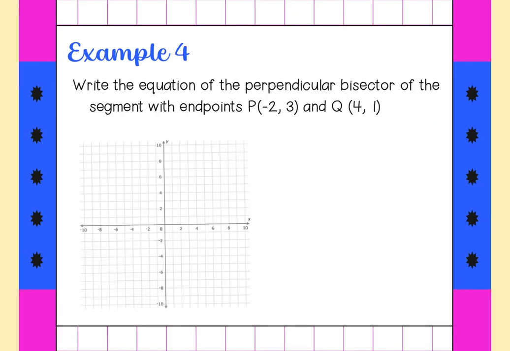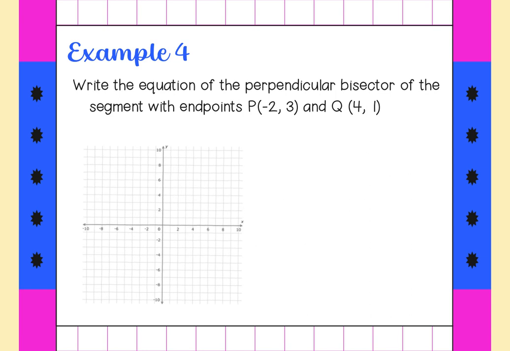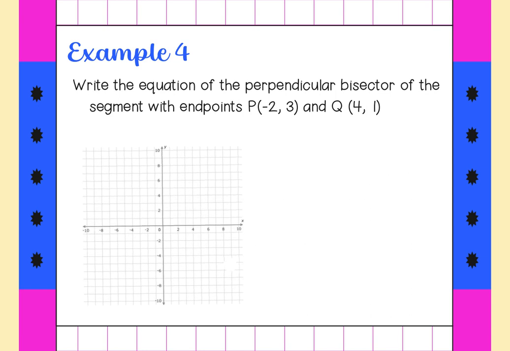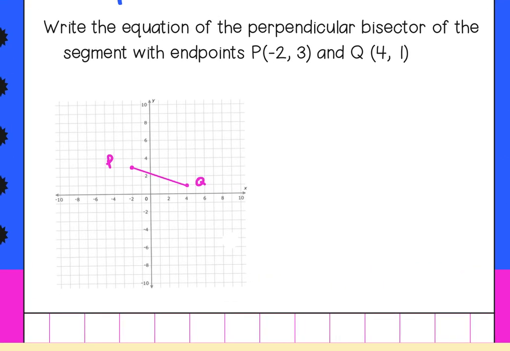All right, example 4 says, write the equation of the perpendicular bisector of the segment with endpoints P (-2, 3) and Q (4, 1). So I'm going to go ahead and plot that on my graph. (-2, 3) is P, and (4, 1) is Q. So that's the segment that's being bisected. So the first thing I want to do is find the midpoint of that, because then I know that that's a point it crosses through.